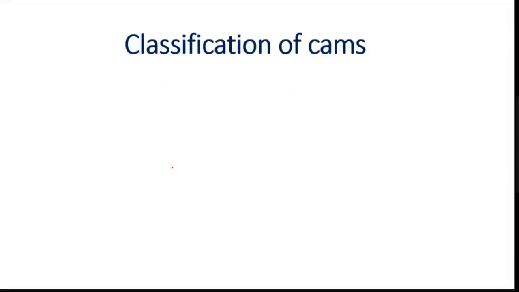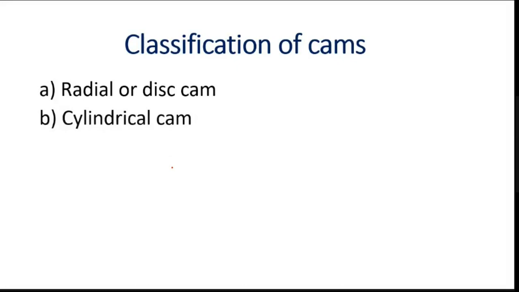Next, classification. We can classify cams into different types. Till now we discussed the follower: we have knife edge, roller, flat, and spherical. Now we are discussing cams. Cams are radial or disc cams, cylindrical cams, and end cams. These are the main three categories of cams which are available.